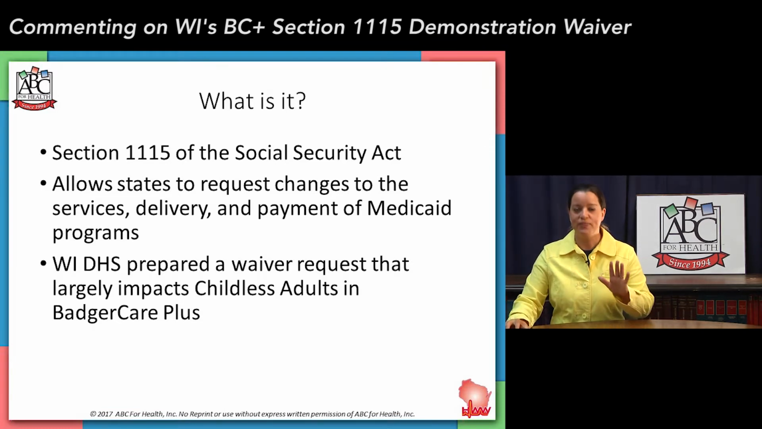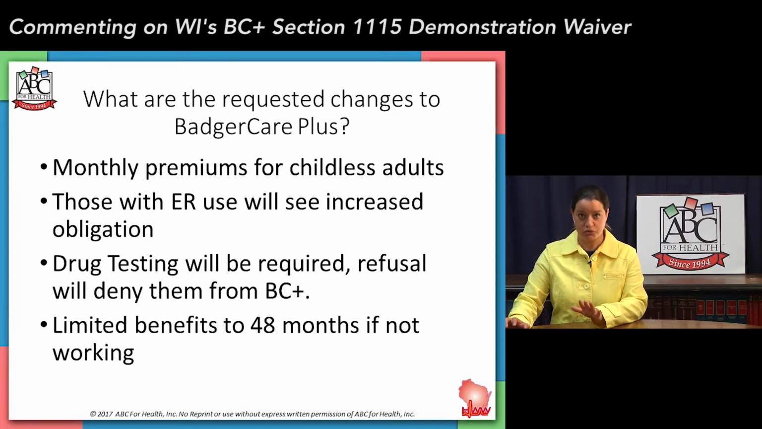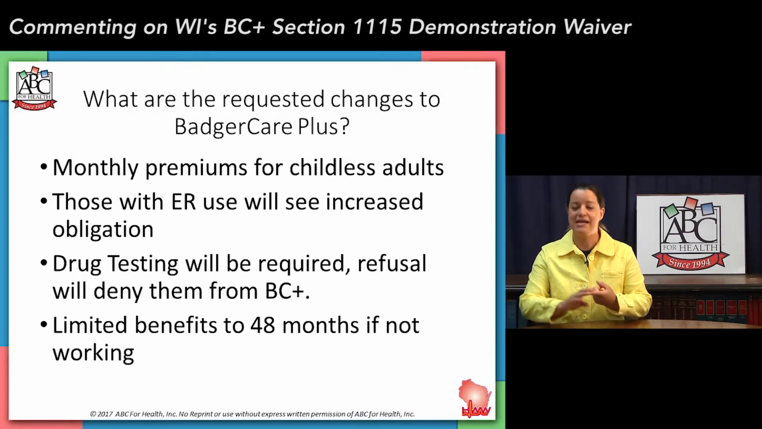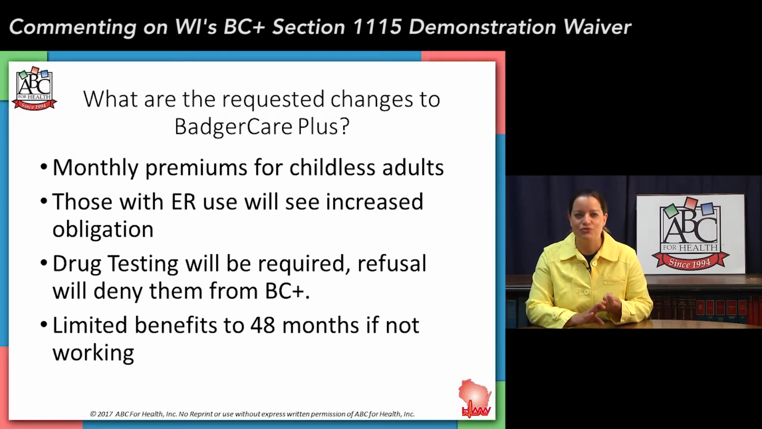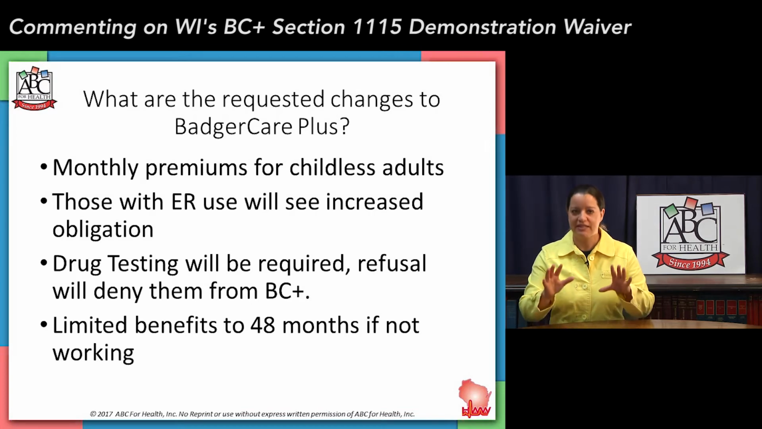What the state wants to do now, however, is make changes to childless adults coverage, essentially remove the entitlement for childless adults and instead subject them to drug testing, work requirements, kicking them off of BadgerCare if they don't meet work requirements, and other things like premiums and cover charges for use in the emergency room. There's a lot that is going into this waiver request that the federal government is going to have a hard time approving, but you get an opportunity to weigh in.